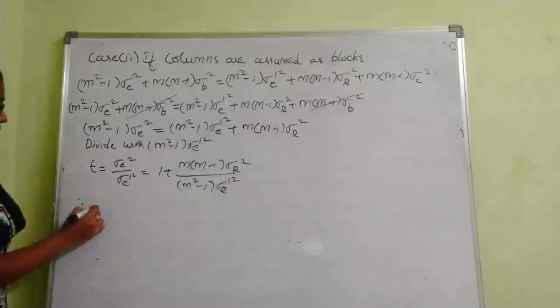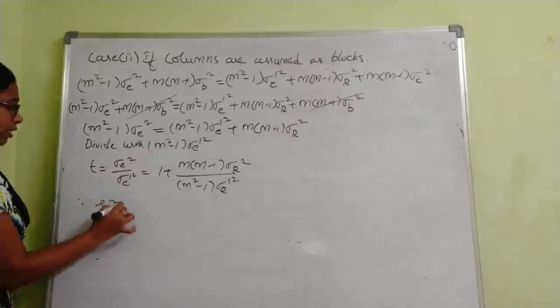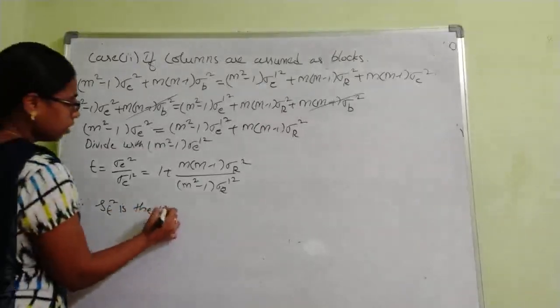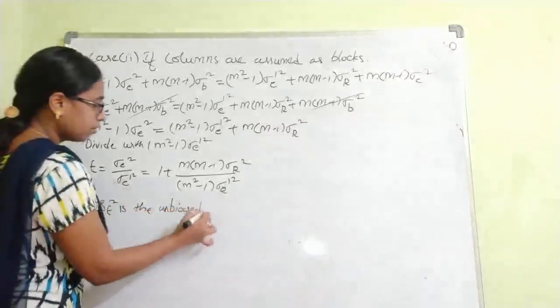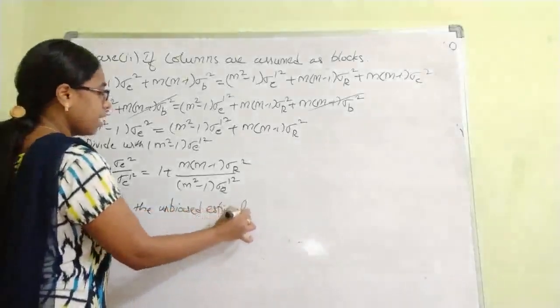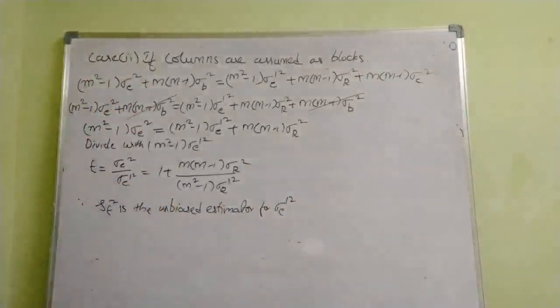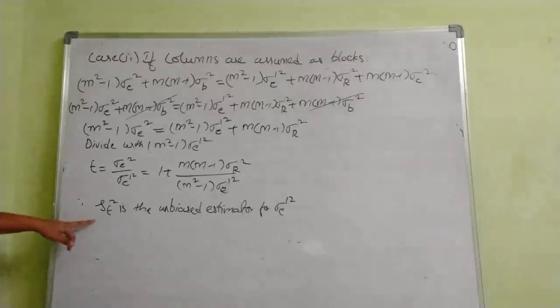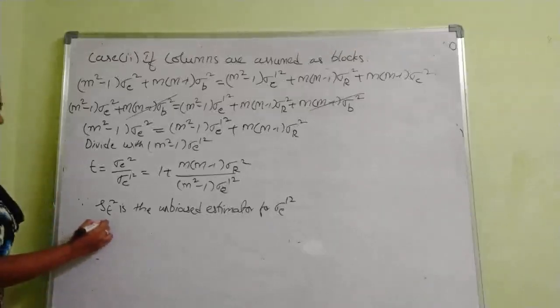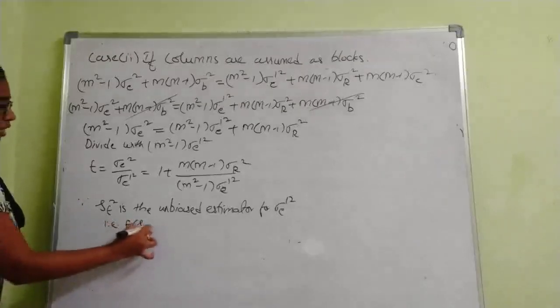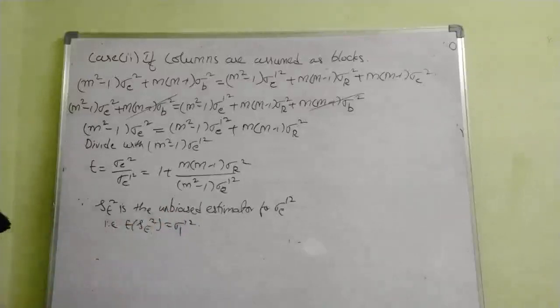Since we know SE square is the unbiased estimator for sigma e dash square. This one we have done in the RBD over CRD and LSD over CRD, and the same thing you have to repeat here also. You have to consider the expectation of SE square, that is, you will be getting expectation of SE square equals sigma e dash square. In the same way for SR square we consider one more term.